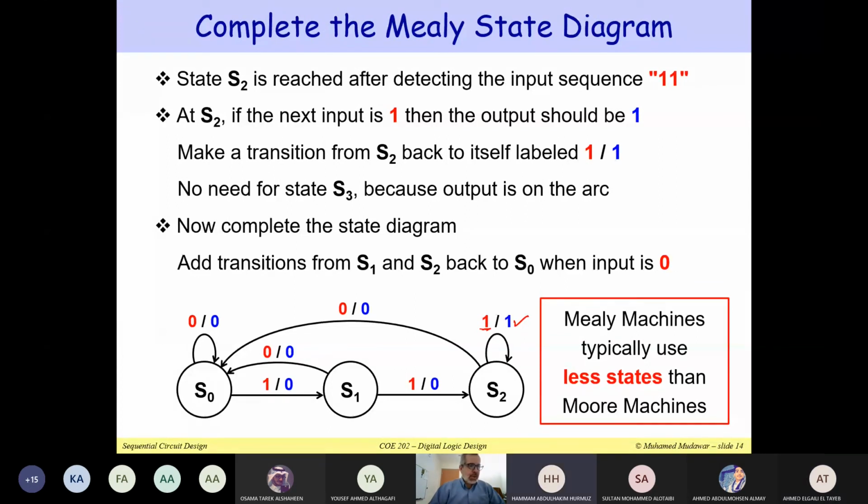No. So if you use only 1 flip-flop, it can be either 0 or 1, so it can only implement 2 states. So you must use 2 flip-flops. Now, if you use 2 flip-flops, how many possible states can you have? 4 states. Yes. So how many states are unused? 1. Exactly. It will be 4 minus 3, which is 1.